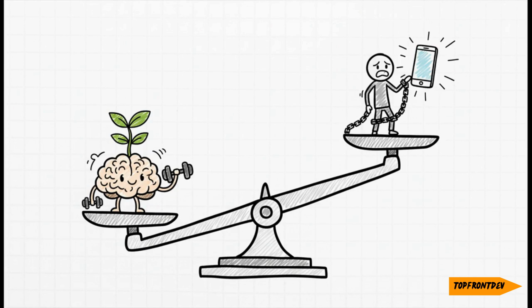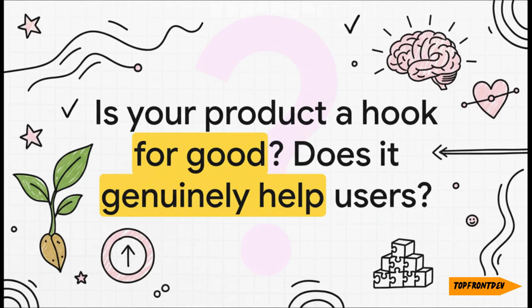And this right here is the key takeaway. You know the line between a helpful habit, like using a language app every day, and a harmful addiction? That's the line we as creators have to define and respect. The goal is to build products people want to use because they add real value, not products they feel like they can't stop using. So as you go back to your code, back to your design files, I want you to keep this one question in mind. For your next feature, your next product, is it a hook for good? Does it genuinely help your users? Because really, the answer to that question doesn't just define your product's success, it defines your integrity as a creator.